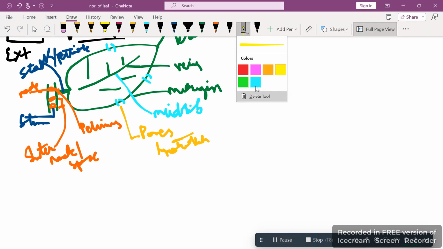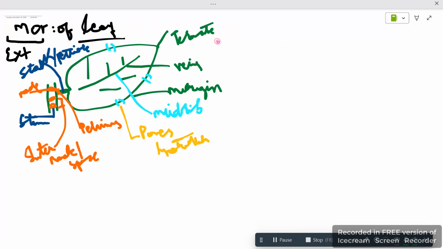So in the last video we just saw the morphology of the leaf, which is the external structure of the leaf. Let me give you an overview. This was simply a leaf. On this leaf, this middle line is known as the midrib. Then this end point is known as the apex, or end point. These lines are known as veins. The outer edge is known as the margin.